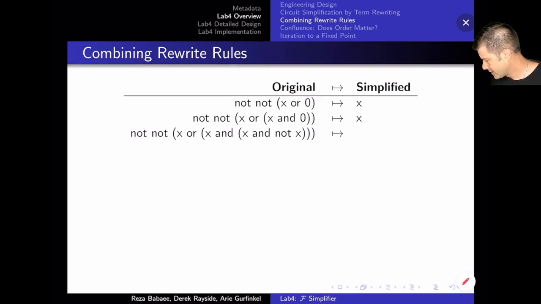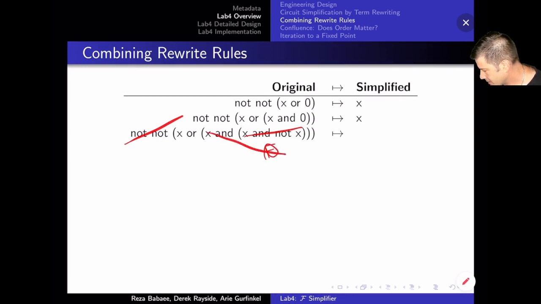So let's look at this one. Double negation will cancel out. X and not X, this will be false, so 0. 0 is an absorbing element, so this will be 0. And 0 is an identity for OR, so this will be X. So this whole thing will be X again.